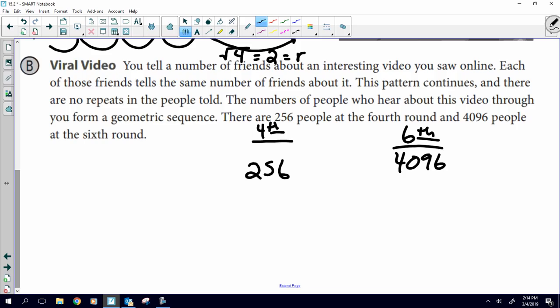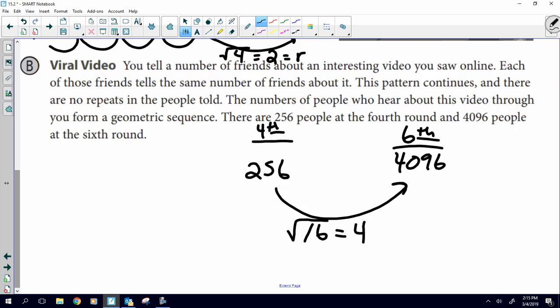Now, again, I'm going to go ahead and find out what that difference is. Okay, not that difference, but what that ratio is. So I'm going to take 4,096. I'm going to divide it by 256, and I'm going to come up with 16. But I got to take the square root of 16, because remember, it's going to a power. It's growing exponentially. So to take the square root of 16, and everybody knows that that is 4. So really what I'm multiplying is I'm multiplying by 4.